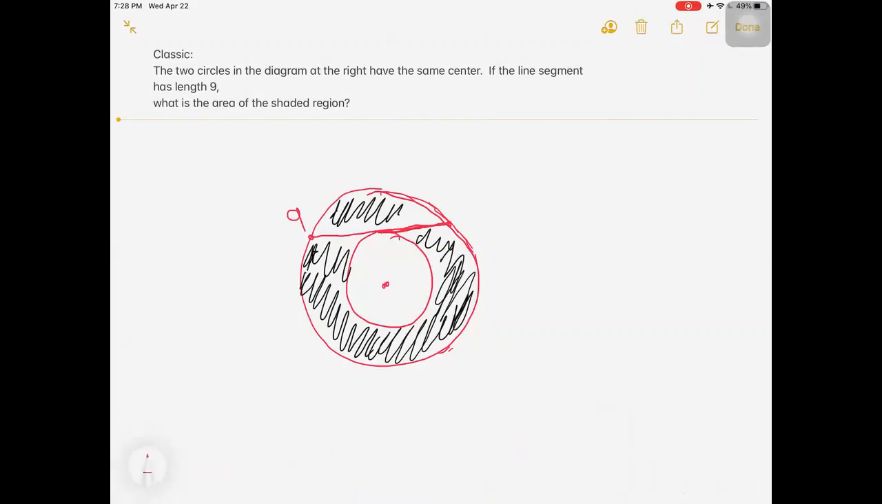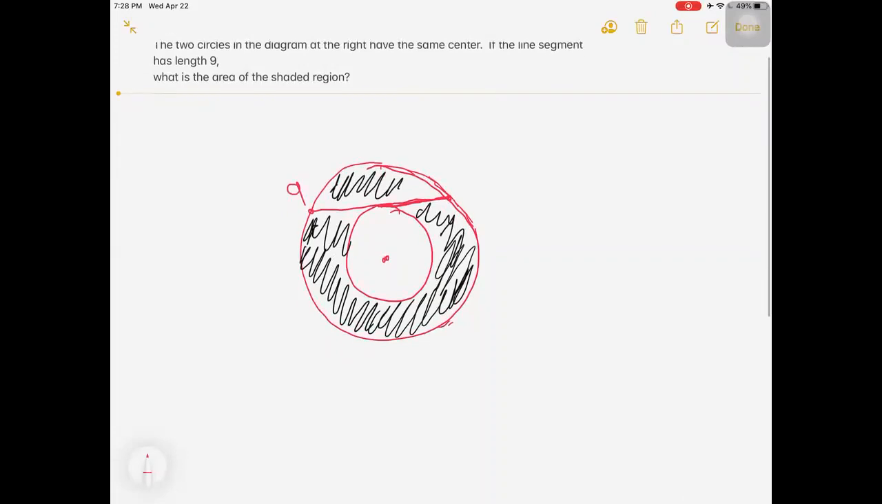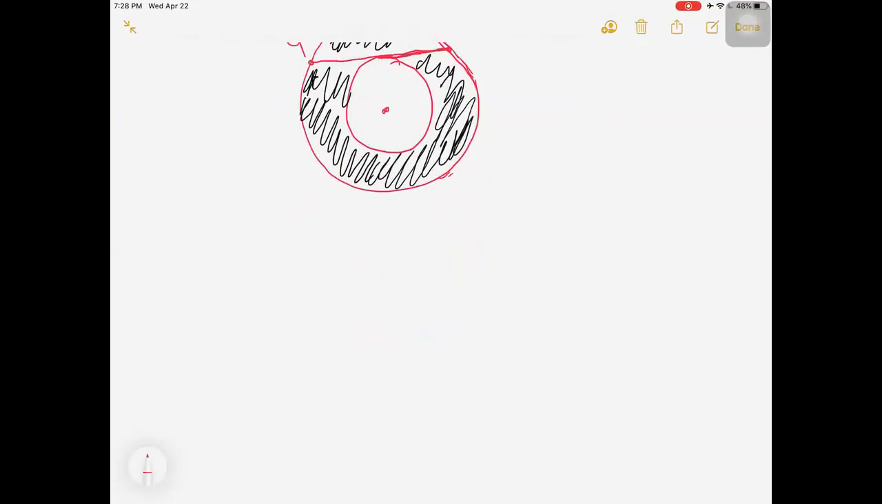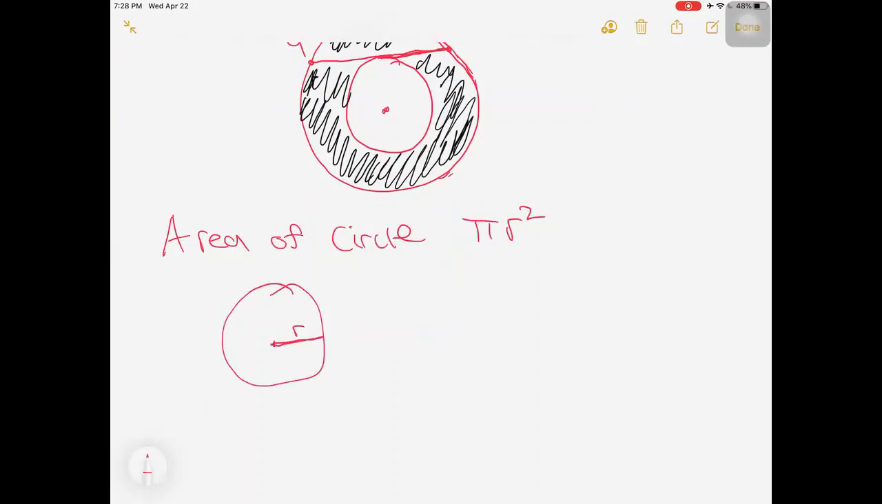So what we have is this line segment has length 9. Oh, I forgot to mention this, but the area of a circle is just pi r squared, and r is the radius. So if you have a circle with a radius of r, the area is just pi r squared. Yeah, 9 is not the radius. We have to find the radius of the two circles.